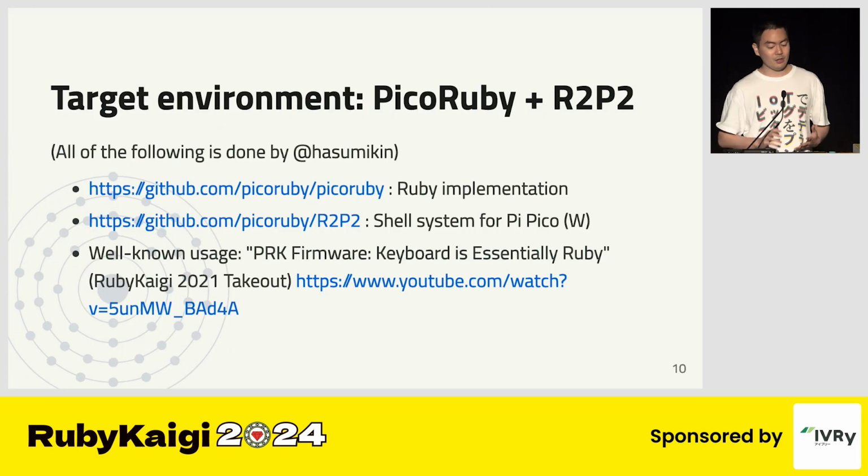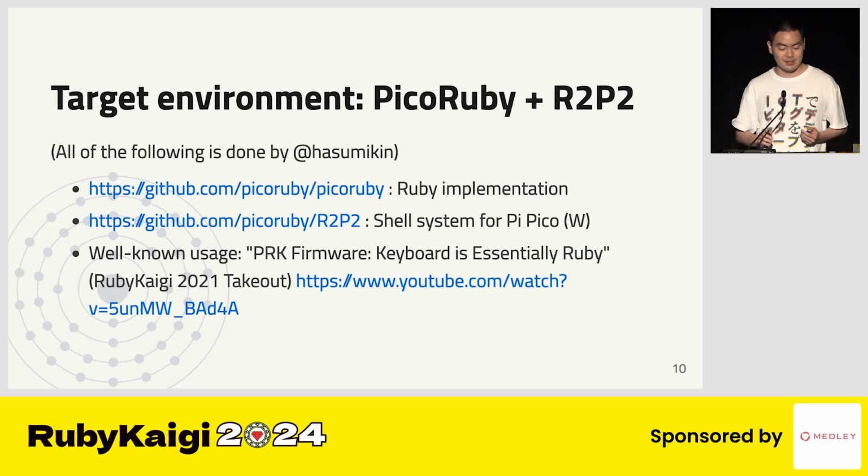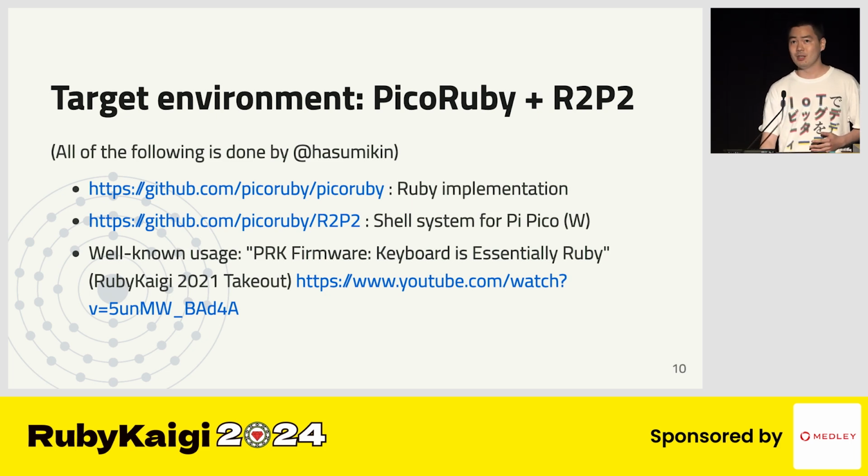So our target environment today is PicoRuby plus R2P2, which is done by Hasumi-san. PicoRuby is a Ruby implementation that works on microcontrollers, and R2P2 is a shell system that works on it. And the most well-known use case is the PRK firmware, where you can run Ruby on keyboards.